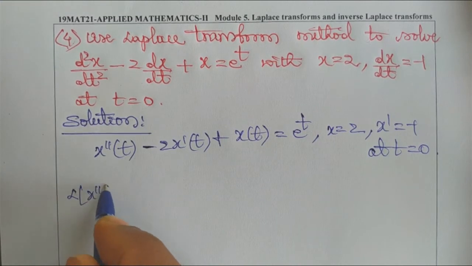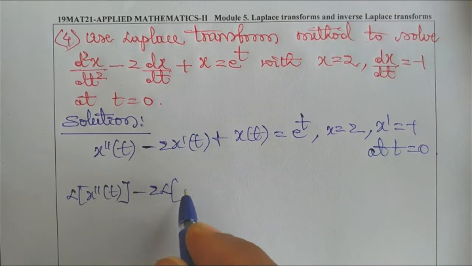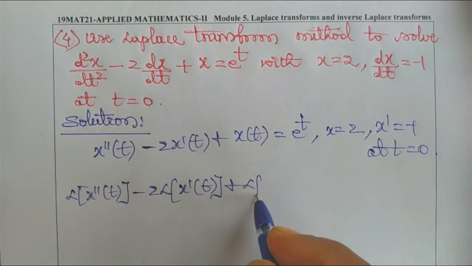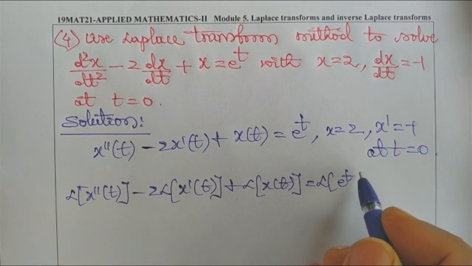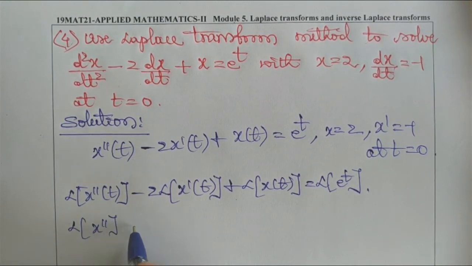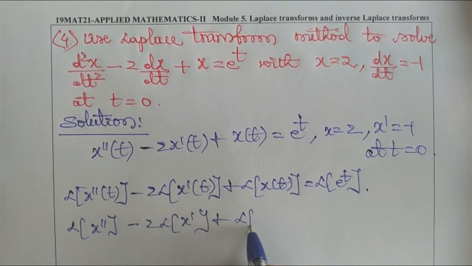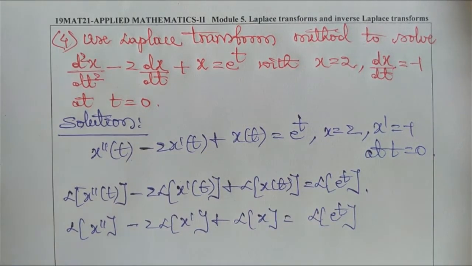Now apply Laplace for this. Laplace of x double dash of t, then minus 2 into Laplace of x dash of t, then plus Laplace of x of t is equal to Laplace of e to the power of t. Now what happens, this can be written as Laplace of x double dash minus 2 into Laplace of x dash plus Laplace of x is equal to Laplace of e to the power of t.